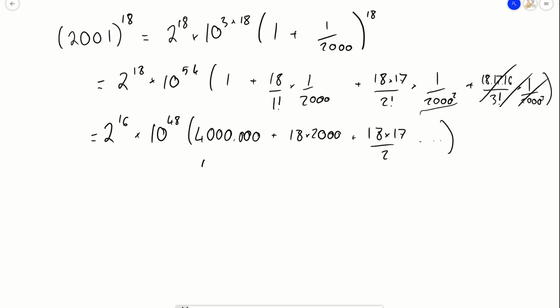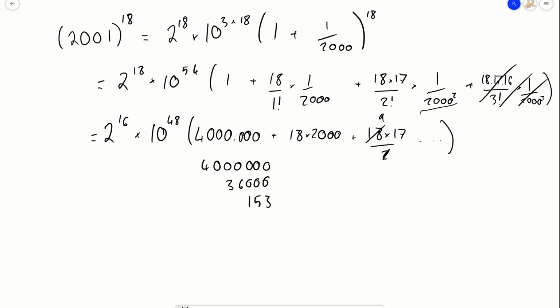Let's consider the bracket then. So we've got 4 million, then 18 times 2000 is going to be 36,000, and 18 times 17 is that's effectively going to be 9 times 17, which is 153.